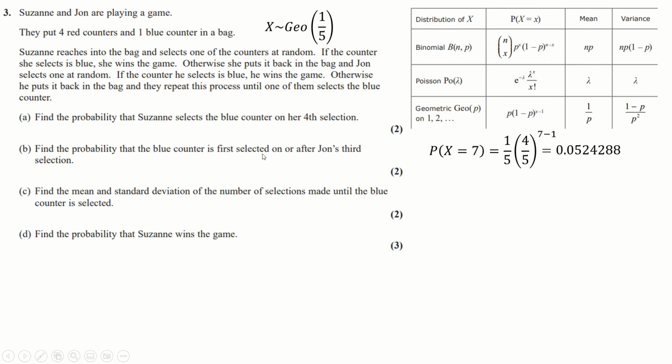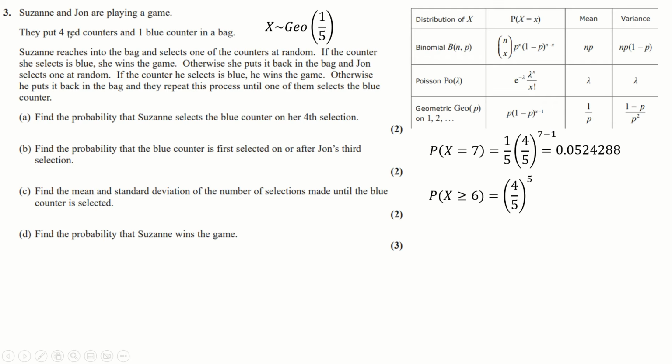Probability that the counter is selected on or after John's 3rd selection. So it goes Suzanne, John, Suzanne, John, Suzanne. That's 5 goes, and then John's 3rd selection will be the 6th go. So we want the probability of x is greater than or equal to 6, which is, of course, 1 minus the probability of x less than or equal to 5, which you could do, or you could just say, okay, well, for this game to last 6 or longer goes, you just need to dodge 5. You just need to get 5 reds in a row.